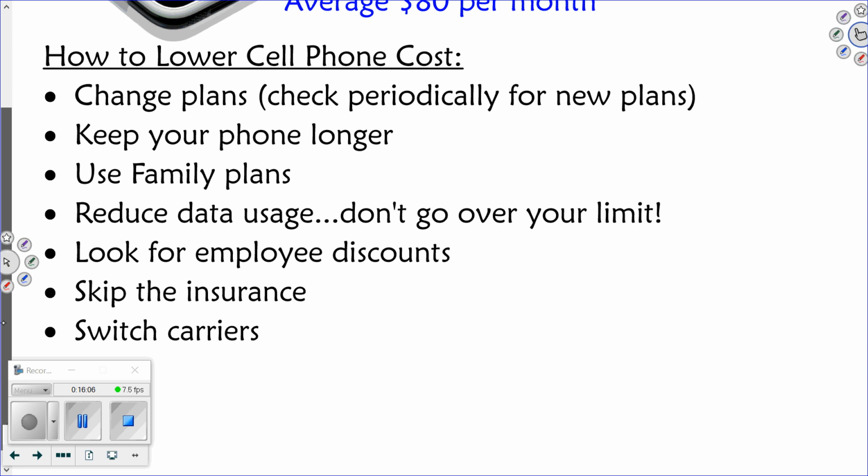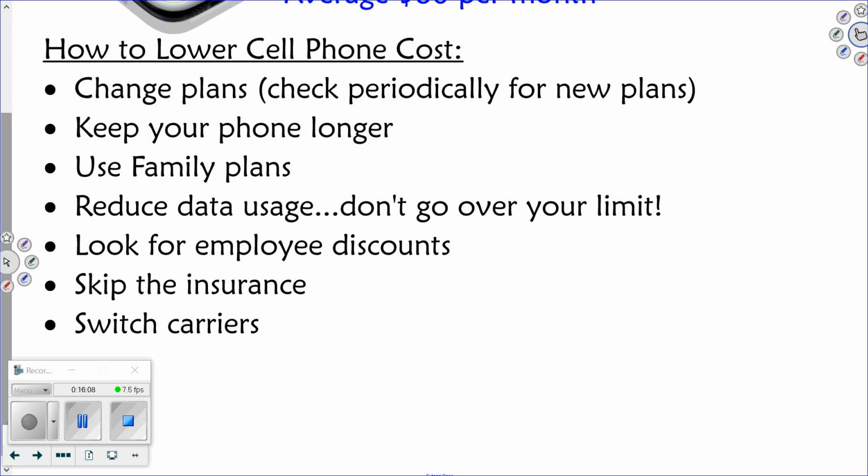Obviously, keep your phone longer. That's when you get expensive, right? When you keep changing your phones and making those device payments. Family plan, we talked about that. Data usage, don't go over. If you keep going over, buy more or go unlimited. Employee discounts. Do you guys know certain jobs you get discounts?